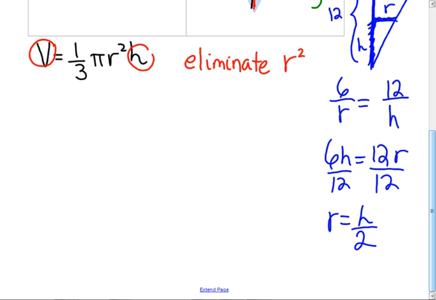So I'm going to put that back into my volume formula. And I am not going to take a derivative until I get this as simple as I can. If I took the derivative as written, I'd have to use the product rule. And I have to know what dr dt is, which I can get from that, but that's too hard. Let's just get rid of the r's. It's 1/3 pi, and then in place of r, we're going to put in h over 2.